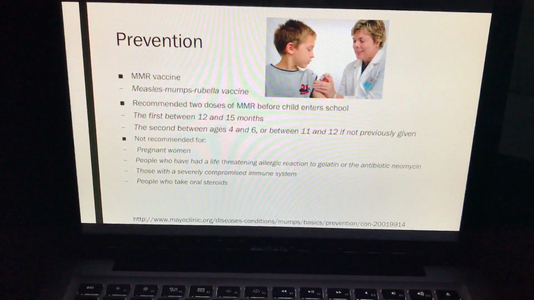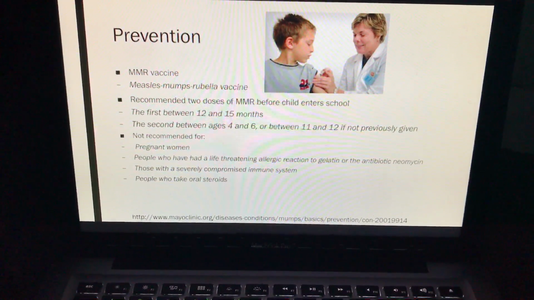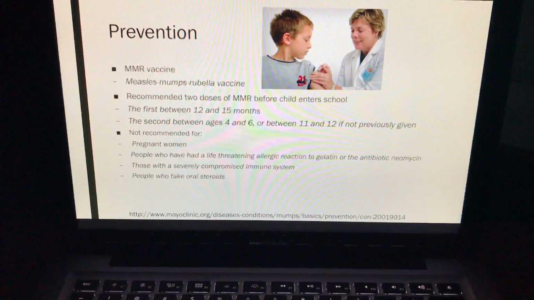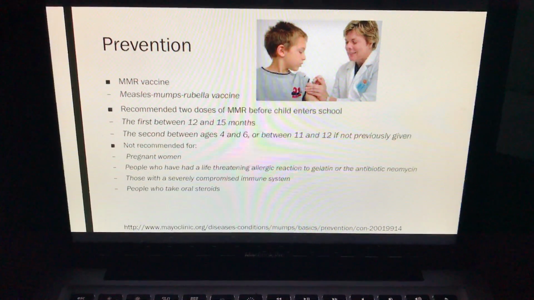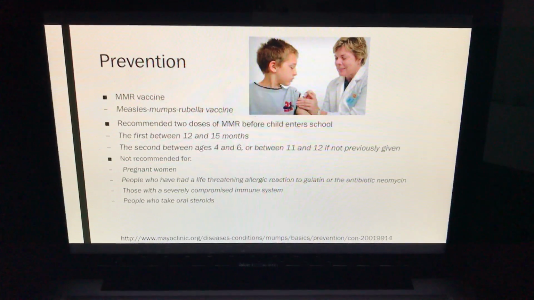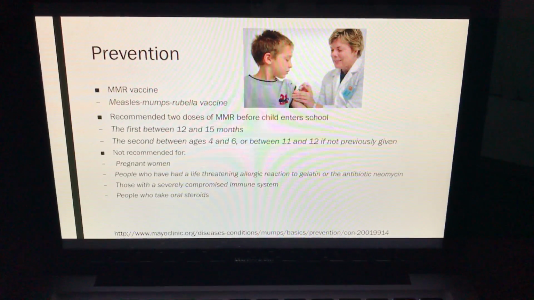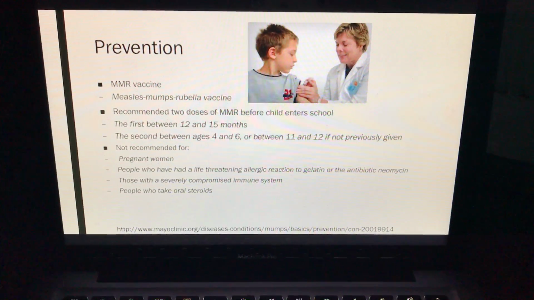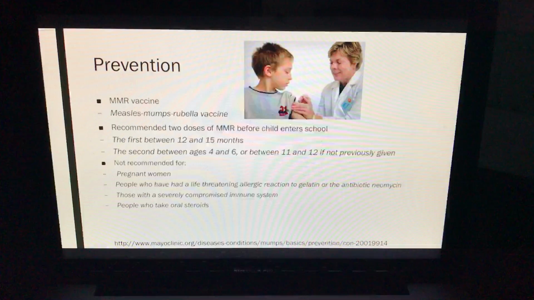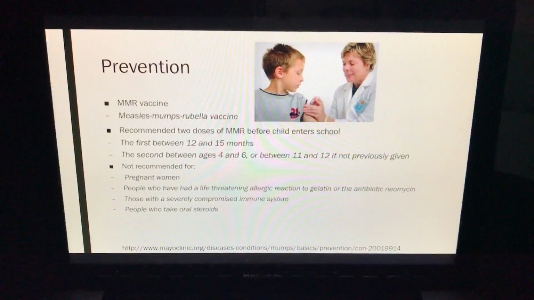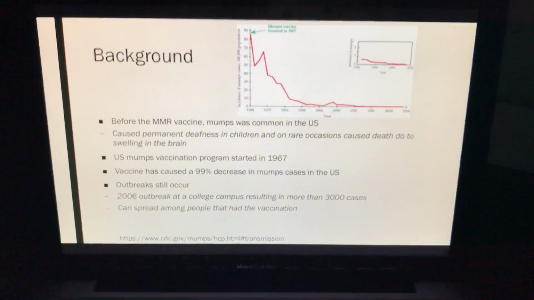It's not recommended for women that are pregnant, or people who have severe allergic reactions to gelatin or the antibiotic neomycin. Also, for those that have a very weakened immune system and people that take oral steroids, it's not recommended that they have the MMR vaccine. A little background on the vaccine.